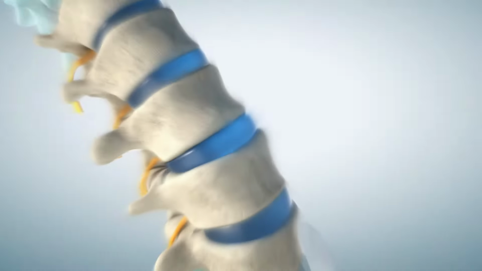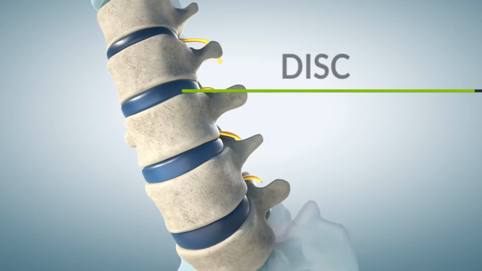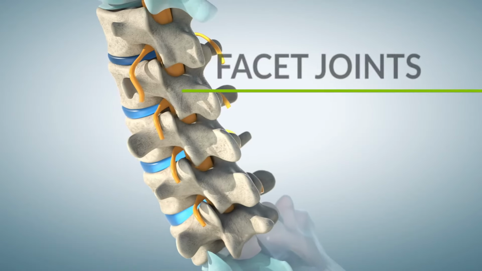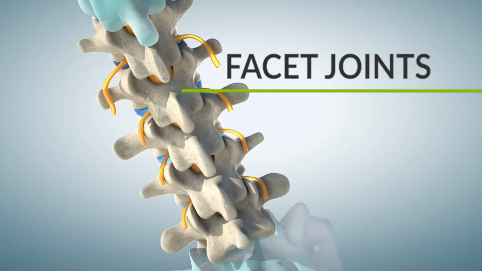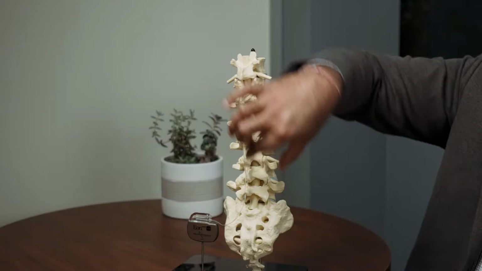And the three spots that they meet are, the one in the front joist is called the disc. That gets all the fame and the fortune, right? We hear disc injury or herniation or tear, those types of things. That's the connector in the front. In the back, there are two connectors called facet joints. And there we have one on each side and we have one on each level.